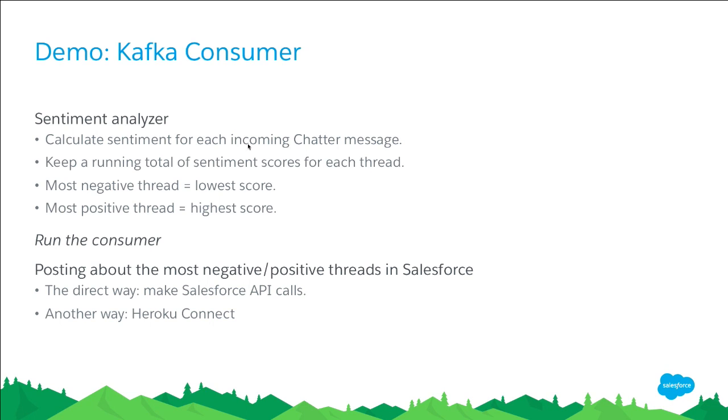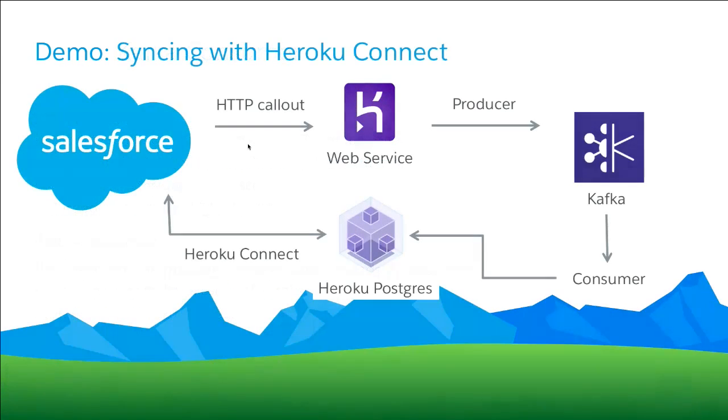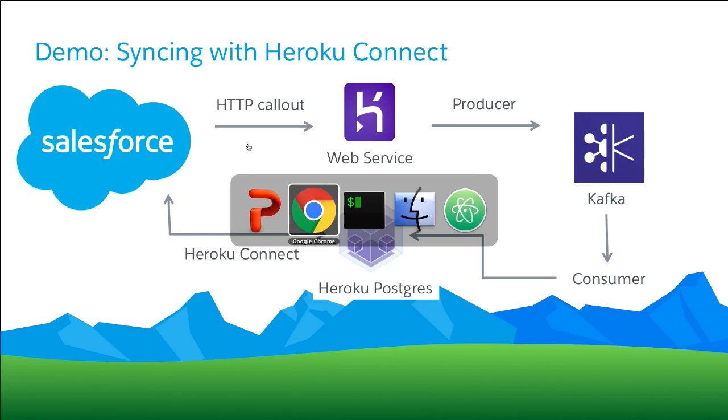I could do it with Salesforce API calls. That's a direct way. But another way is with Heroku Connect. You'll remember at the start of the talk, we talked about how Connect can synchronize data between Salesforce and Heroku Postgres. If I have a Heroku Connect instance connected between Salesforce and my Postgres database, then all my consumer has to do is write into the Postgres database. In this case, I'm going to do a Chatter comment. It's going to write a comment into Heroku Postgres, and that will get synced automatically into Salesforce. So let's do that.